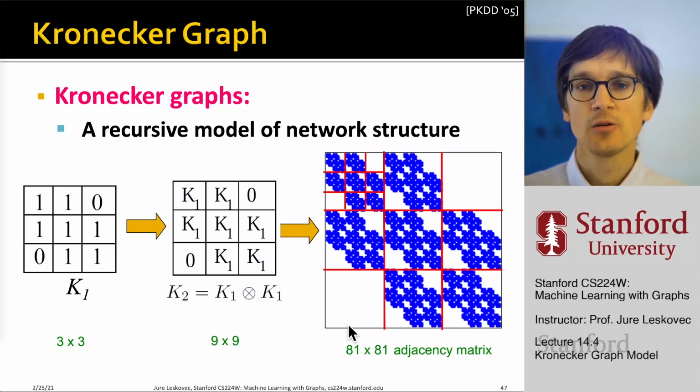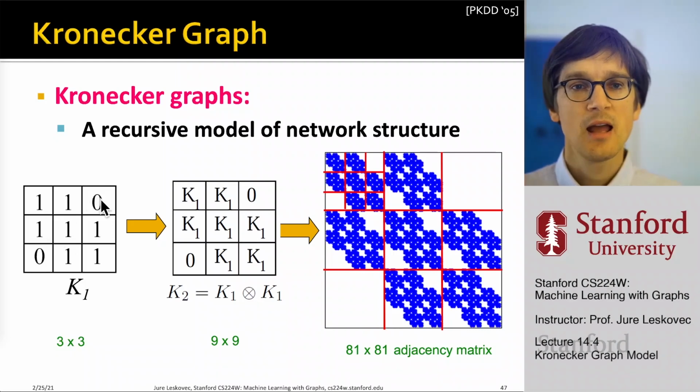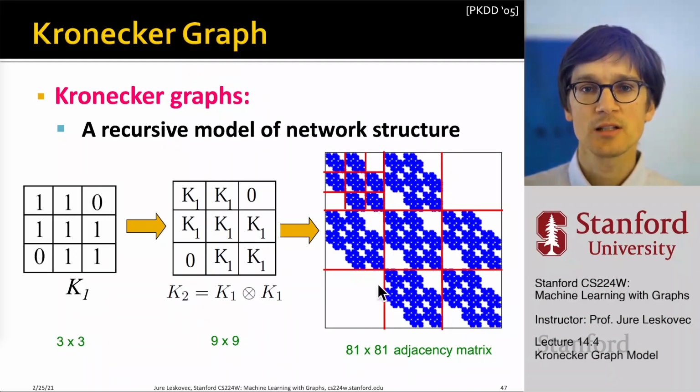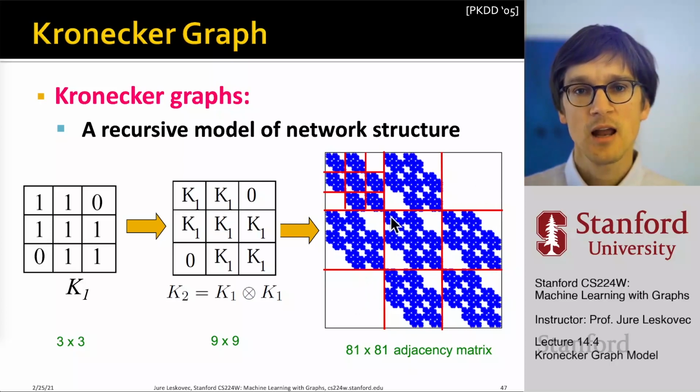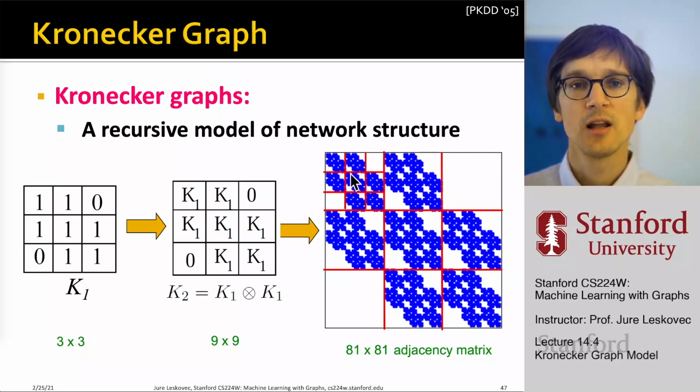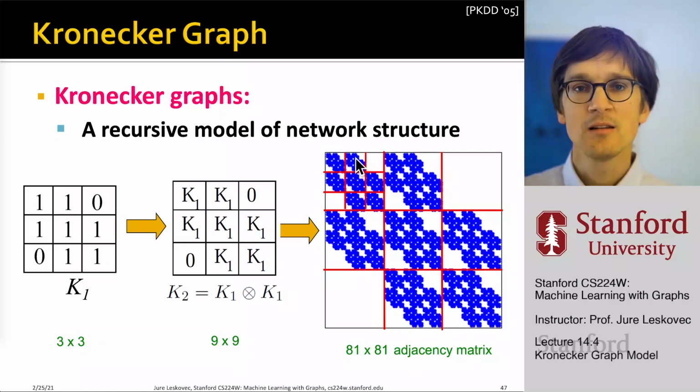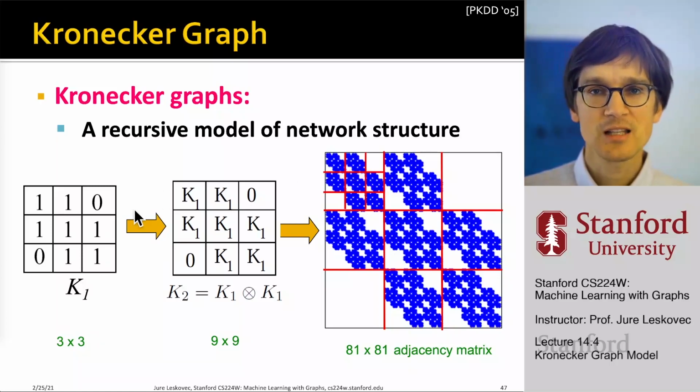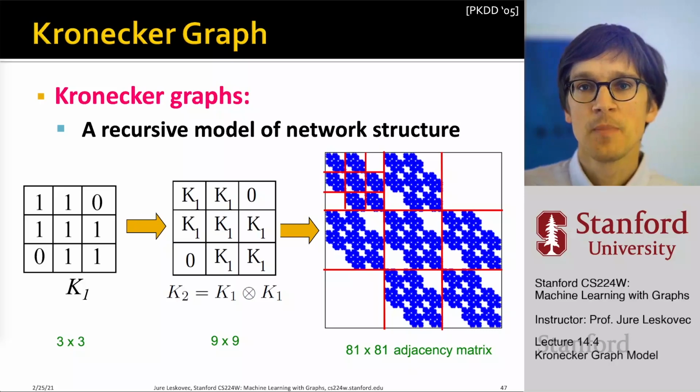Now let's say that it has size 81 by 81. Just notice that K1 has this pattern of ones along the diagonal band and zeros off the diagonal. And notice how this adjacency matrix also has the same structure. I have this block of zeros and then I have this block of ones. But each of these blocks is similar, has zeros off the diagonal and non-zeros on the diagonal. And then each of these blocks is again similar to the original block. That's what this Kronecker Graph model will allow us to do.